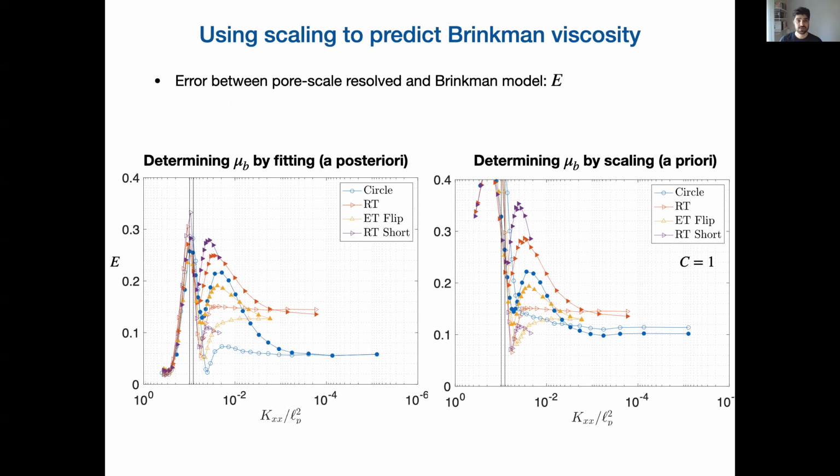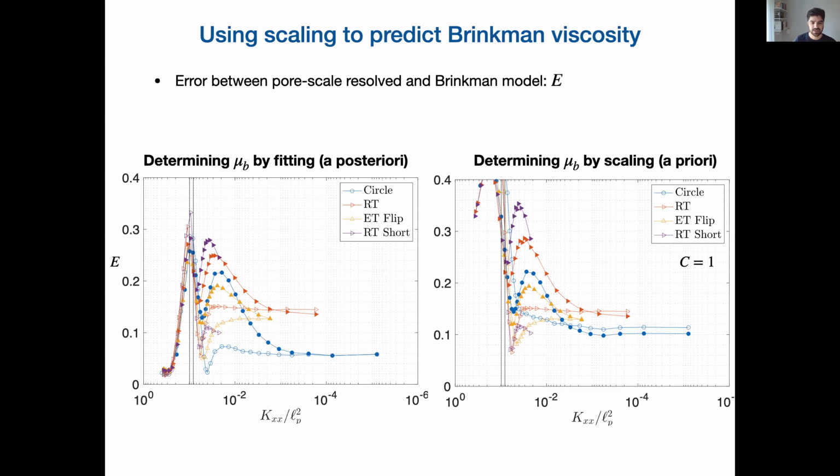Yes, we can. So here I'm showing you 2 plots. Let's focus on the left one first. So in both plots, I'm showing you E here. E denotes the error between pore-scale direct numerical simulations and using the Brinkman model. So in the left plot, we have used Brinkman viscosity mu_b by doing the best fit in the 2 norm to the average velocity obtained from direct numerical simulations.